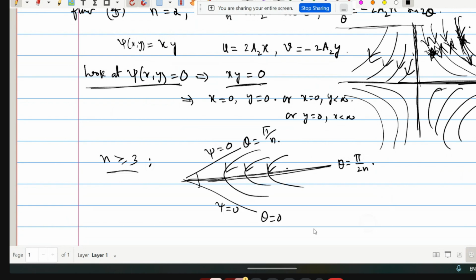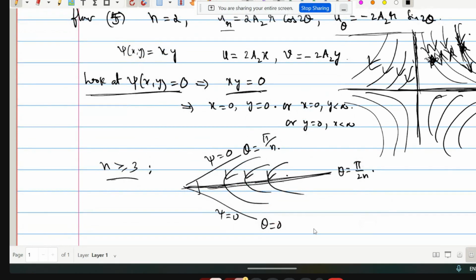The flow will be symmetric, and you can see the direction based on that u theta, and the same whatever conclusions based on this u, whether it is positive or negative between this 0 to pi by 2n. Those things you can easily fix and see. So the point is psi equal to 0 will always give you the flow separation. That's the point I want to make.